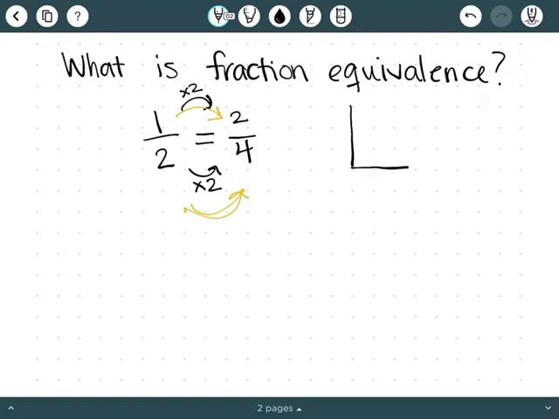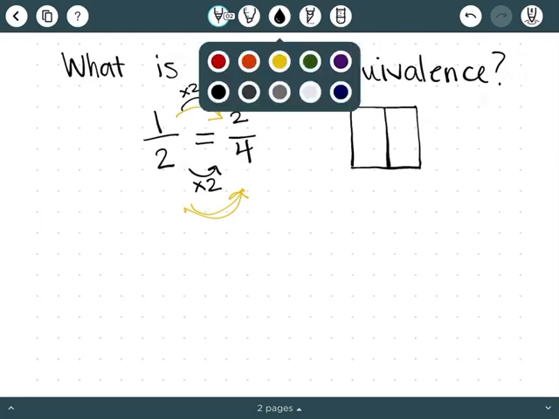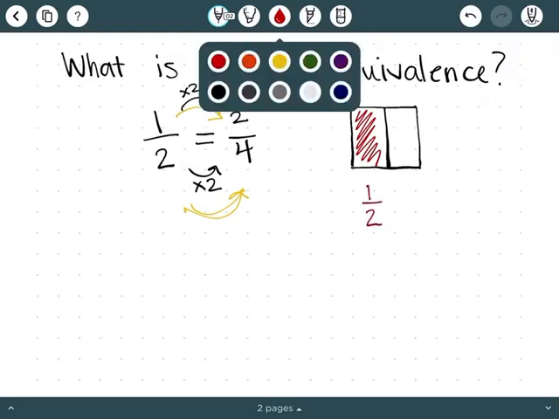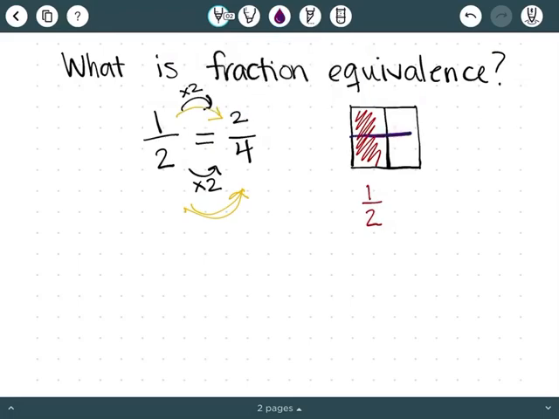So first things first, if we think about a square where we have, let's say, 1/2 shaded in. There's my 1/2. I could cut that square just one more time. And now it's cut into 4 pieces. And that amount that's shaded, that same amount that's shaded, is now 2/4 of my square. You've probably done this with students before. If you've taught fraction equivalence, you've probably seen it.